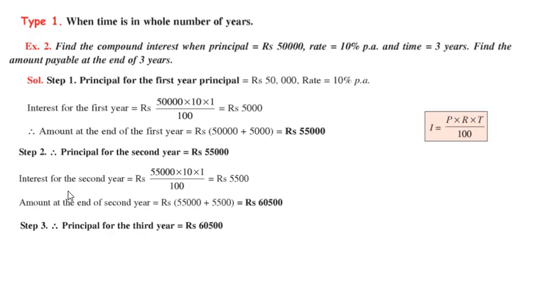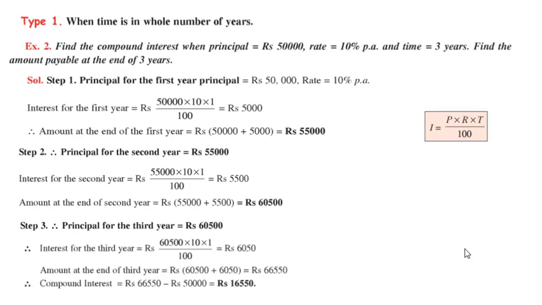Now this 60,500 is the principal for the third year. Here again I will calculate interest with the formula I equal to PRT upon 100, and I will get interest for the third year, which is rupees 6050. Now this 6050 will be added to 60,500, and at the end of 3 years my total amount is 66,550. So therefore compound interest is 66,550 minus the original amount, which is 50,000. So the total interest which I get at the end of 3 years at the rate of 10% is 16,550 rupees.